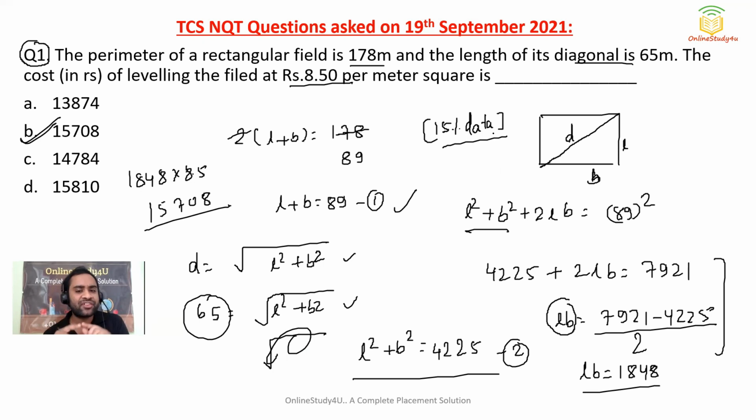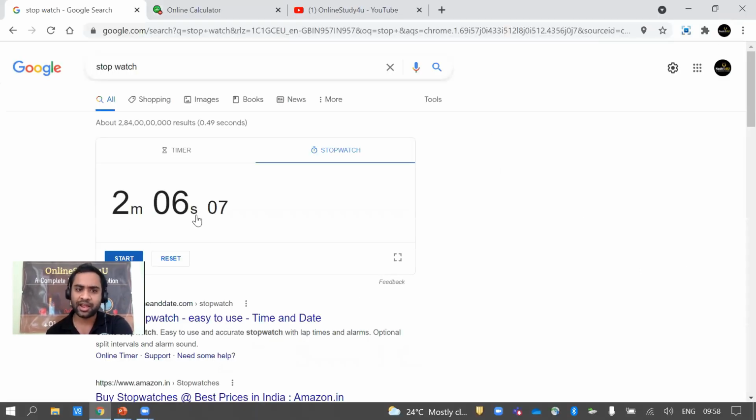Now, being a student, you will also be taking that much time. Tell me if I am wrong. Being a student, you will also be taking that much time, right? See, I knew many things and that's how I used them. But still, if you see the stopwatch timer, I have taken 2 minutes and 6 seconds.